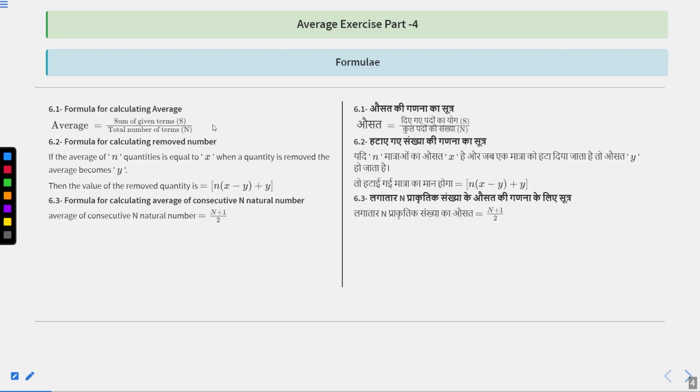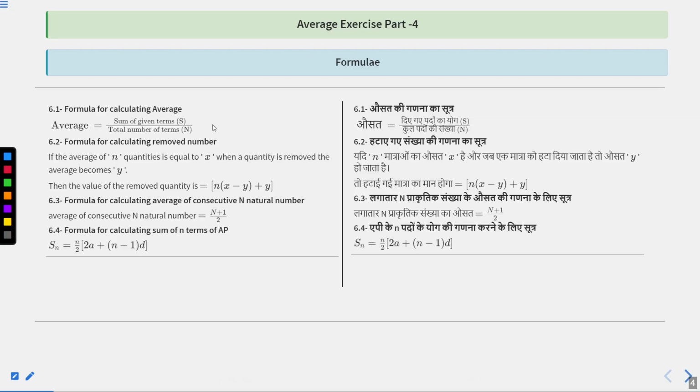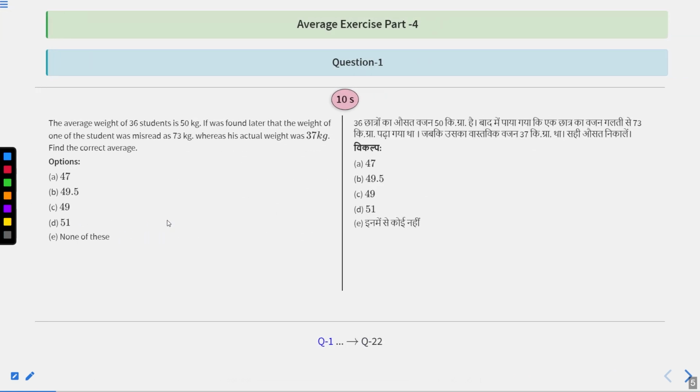Next, the formula for calculating the average of n consecutive natural numbers: the average is (n plus 1) by 2. Next is the formula for calculating the sum of n terms of an AP: Sn equals n by 2 into (2a plus (n minus 1) into d). Clear? Now see the first question.